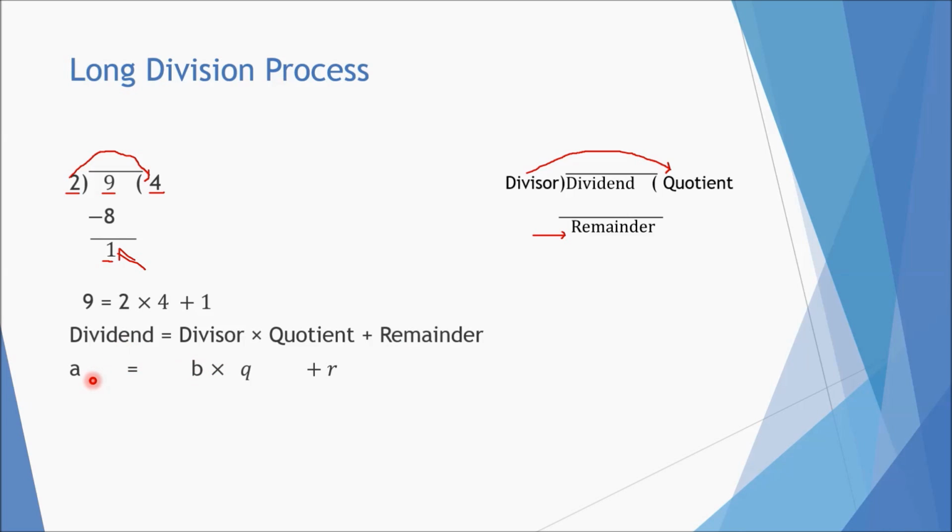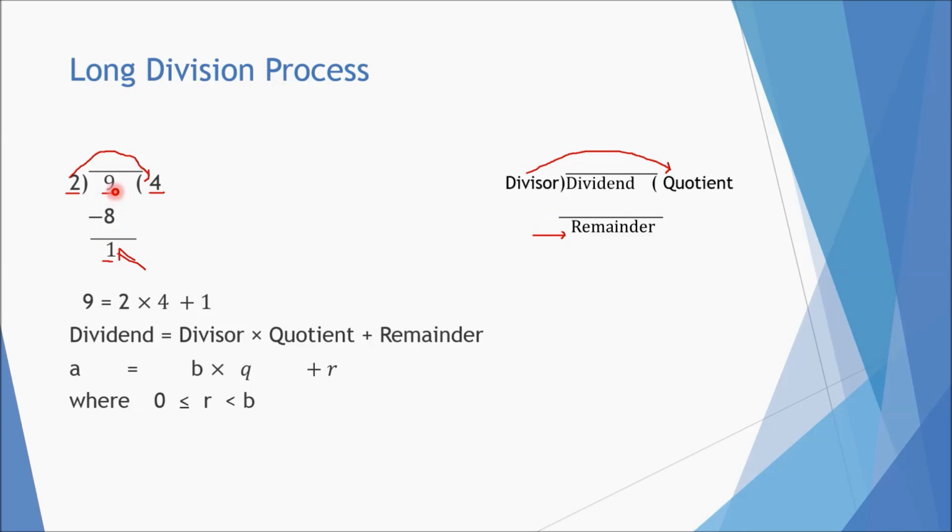If the dividend is taken as A, the divisor is taken as B, the quotient is taken as Q, and the remainder is taken as R, then we can write that A is equal to B multiplied by Q plus R, where R is always greater than or equal to 0 and less than B. Let us take the previous example where we divided 9 by 2. We got the remainder as 1.